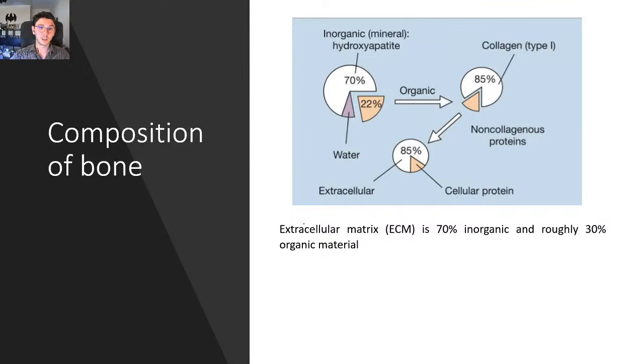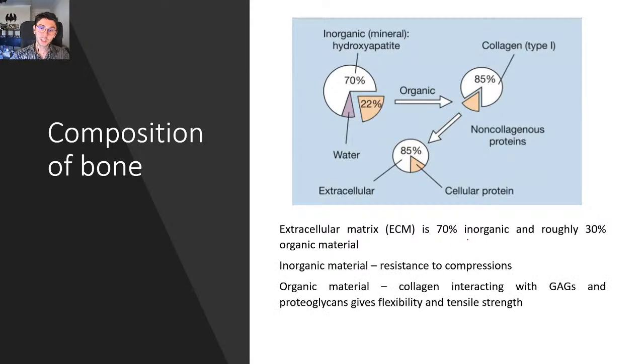Now, the extracellular matrix is what's found outside the cells, and the extracellular matrix outnumbers the cells, right? So the cells, they make the matrix, they maintain the matrix, but what actually gives the bones their function is the matrix itself. So it's roughly 70% inorganic, 30% organic.